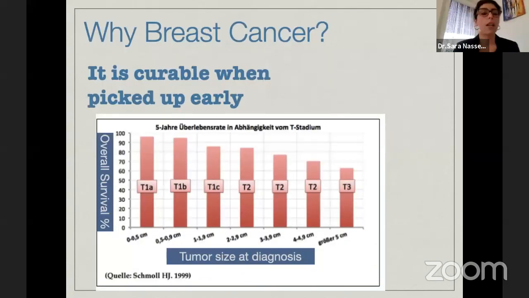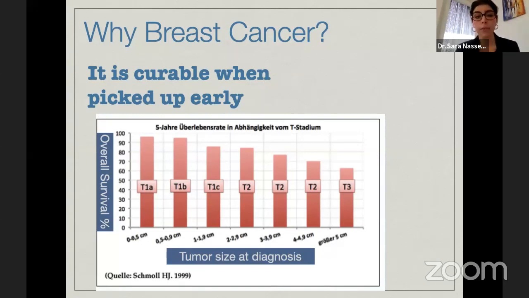So it's a common tumor, it affects women, and it is expensive to diagnose and treat. But luckily, it is curable when we pick it up in the early stages. So we can actually do something about it. This chart is from 1999, but it's actually still relevant nowadays. It shows that the bigger the tumor size at diagnosis and the more advanced the staging of the breast cancer is, the lower the overall survival rate will be. So it makes sense that if the tumor is picked up in the earlier stages, when it's smaller, the overall survival will be higher, so we can cure it.